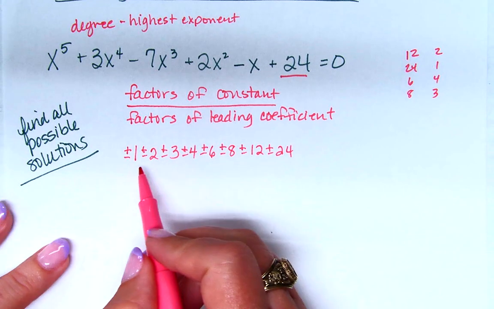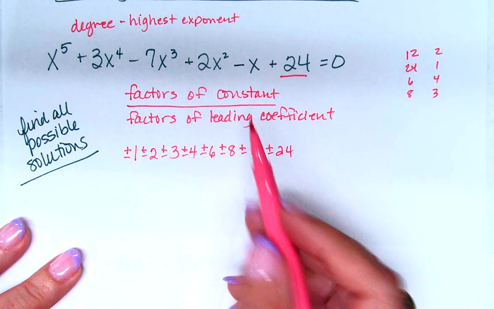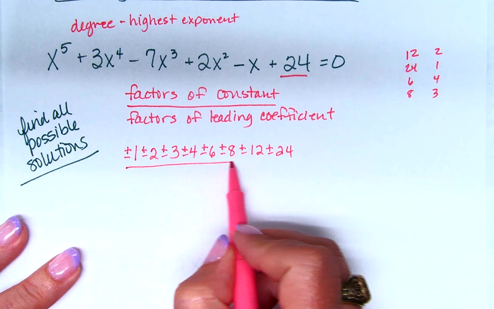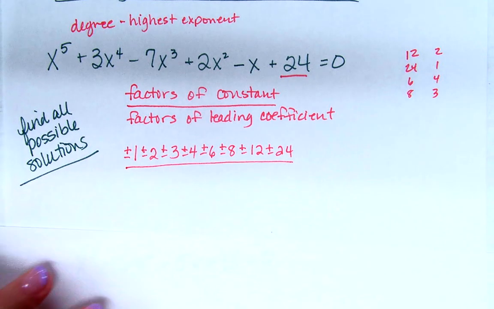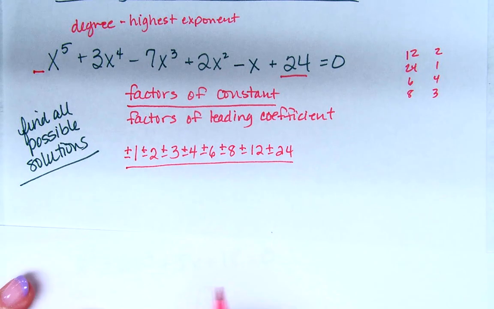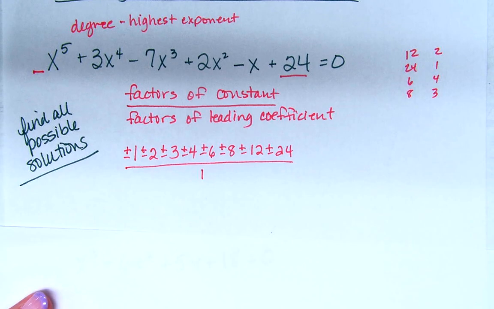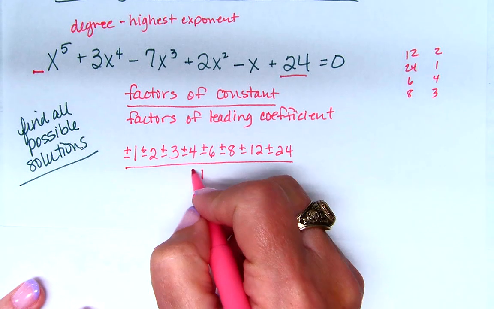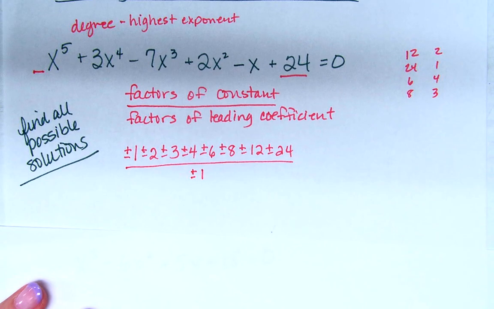So those are all the factors of the constant of 24, right? But I have to divide it by all the factors of the leading coefficient. And in this particular problem, the leading coefficient is 1. So like that? Plus or minus 1. Why do you think I have to take into account the plus or minus of the 1? Because negative 1 times negative 1 is still 1.